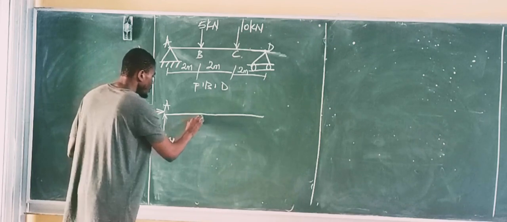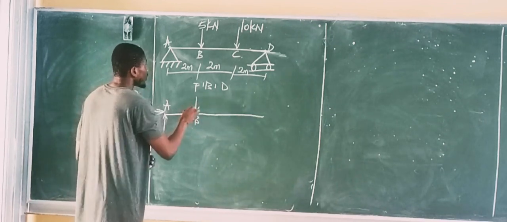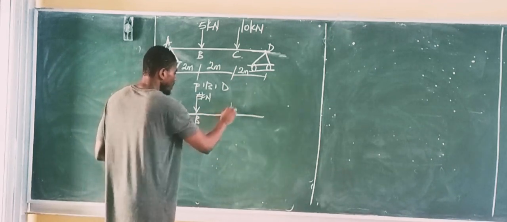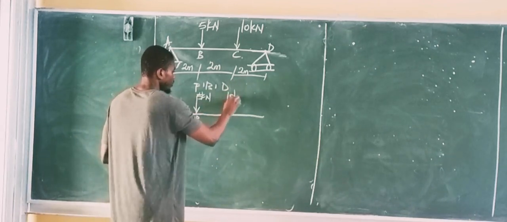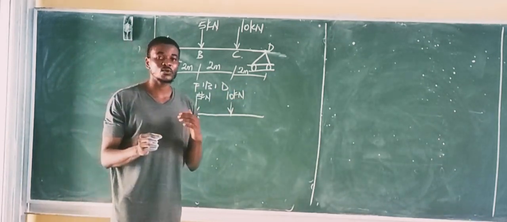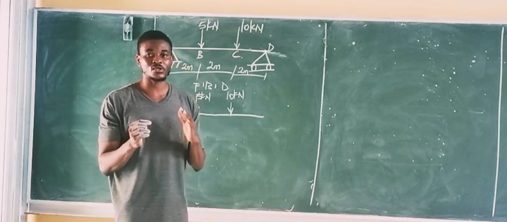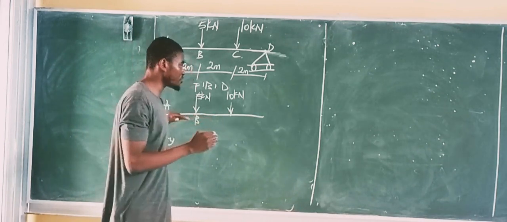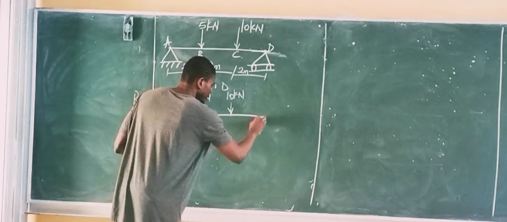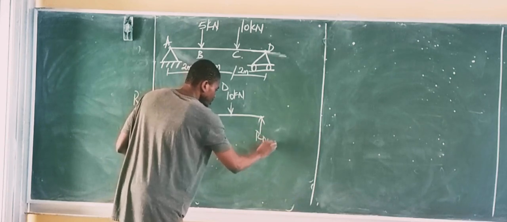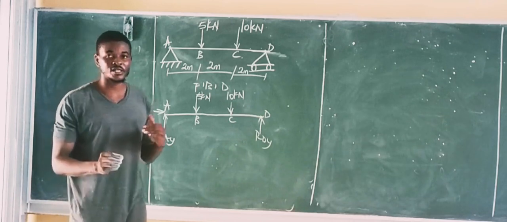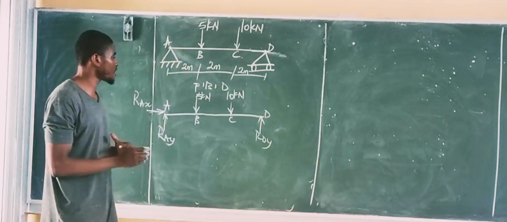At point B, we have a point load of 5 kilonewtons. At point C, we also have a point load of 10 kilonewtons. Meanwhile, at point D, we have a roller, and I said a roller always has a reaction that is normal to the surface. For horizontal beams, rollers usually have just a vertical reaction. So you simply have RDY. This is point D. The reaction is always normal, at 90 degrees to the surface.